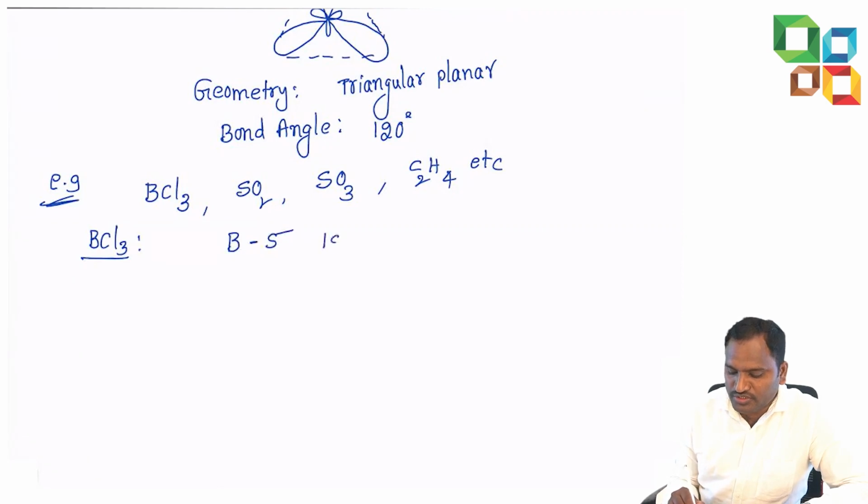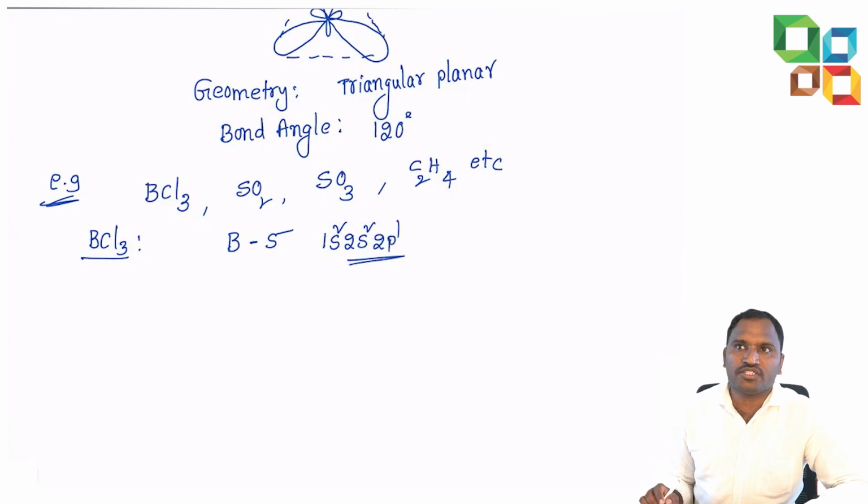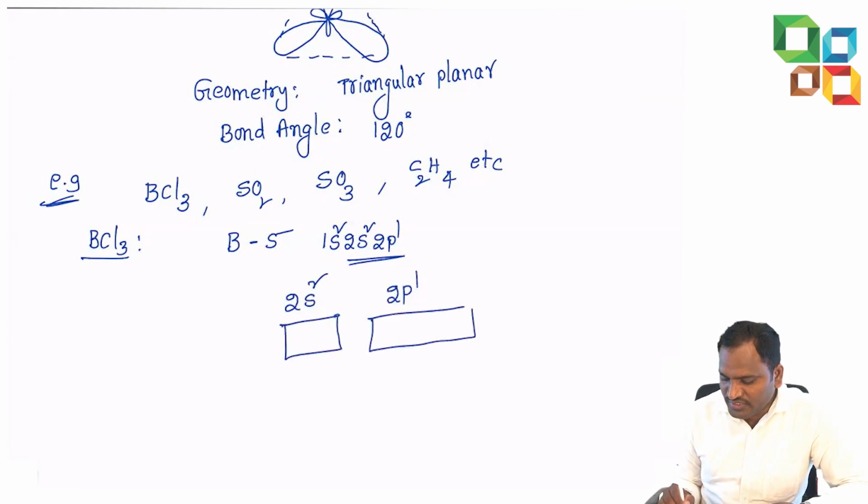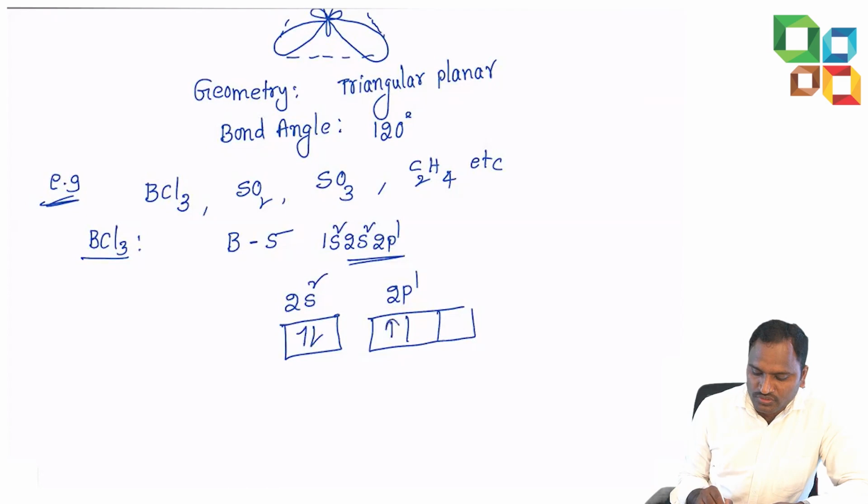Electronic configuration is 1s2, 2s2, 2p1. So here the valence shell is the second shell. There are 2 electrons in the 2s subshell and 1 electron in the 2p subshell. The s subshell has only 1 orbital, the p subshell has 3 orbitals. In s there are 2 electrons, in p there is only 1 electron. If you write it as it is in orbital form, it is called the ground state electronic configuration.